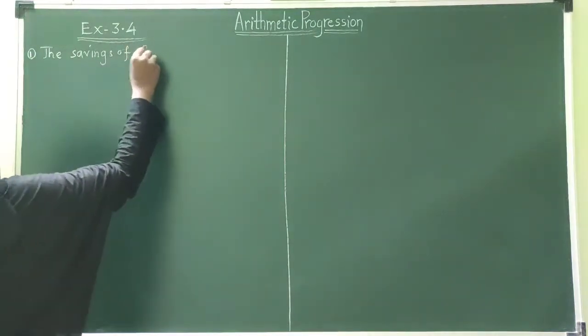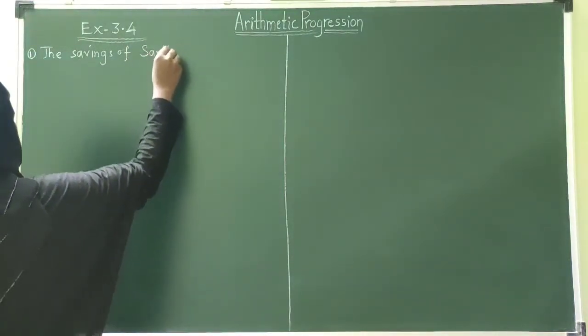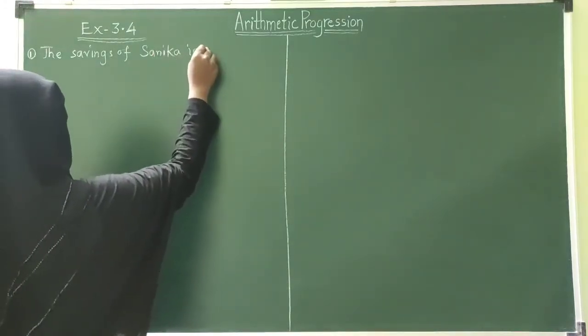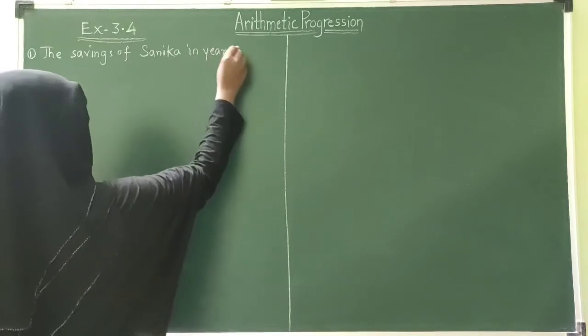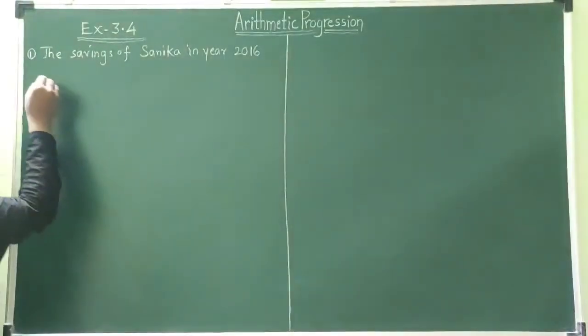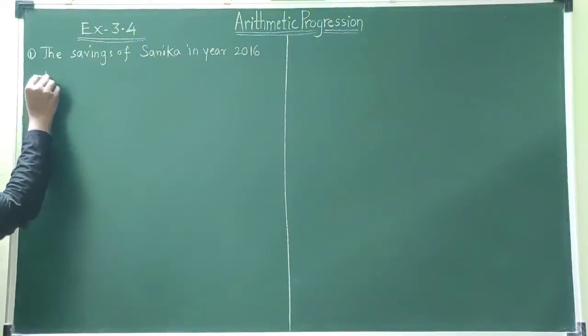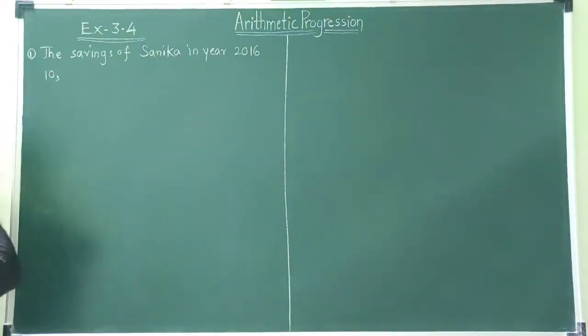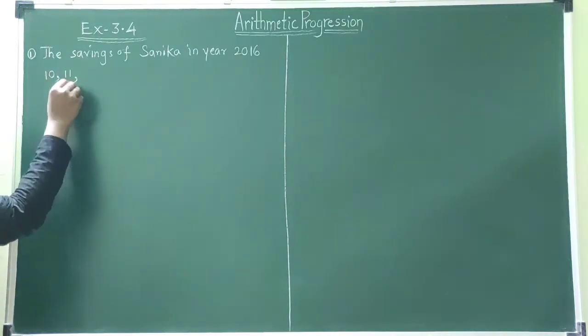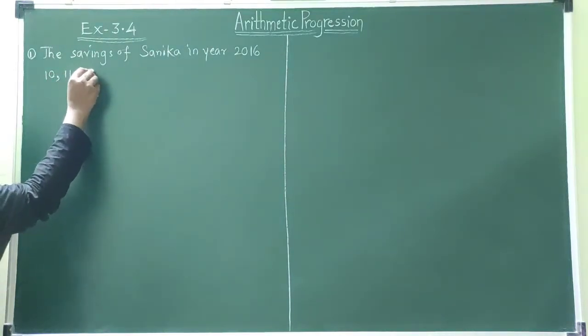Now see the savings of Sanika in year 2016. On 1st January she saves rupees 10. On 2nd January rupees 11. On 3rd rupees 12.